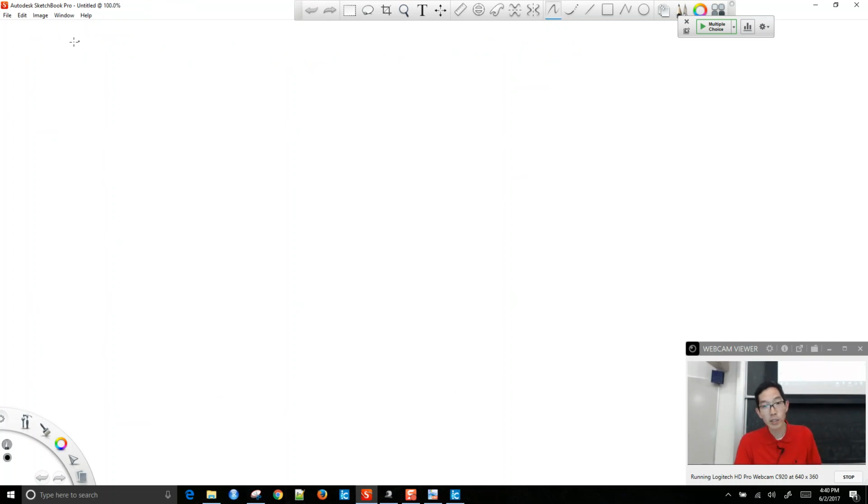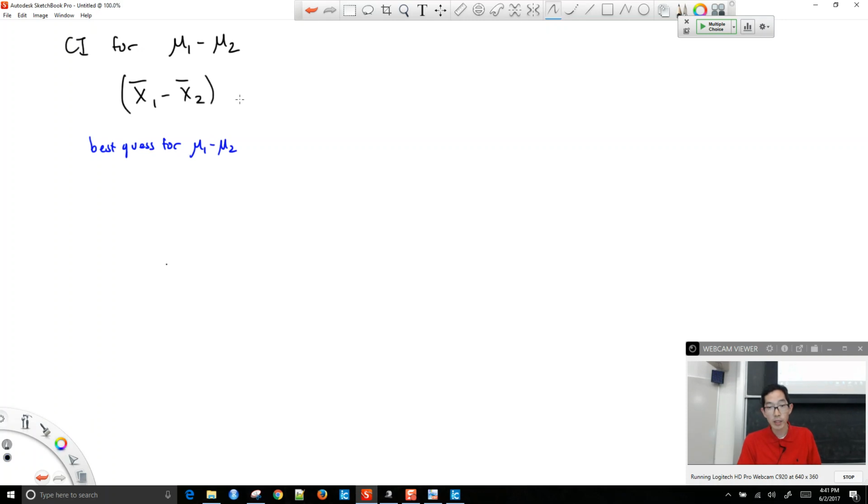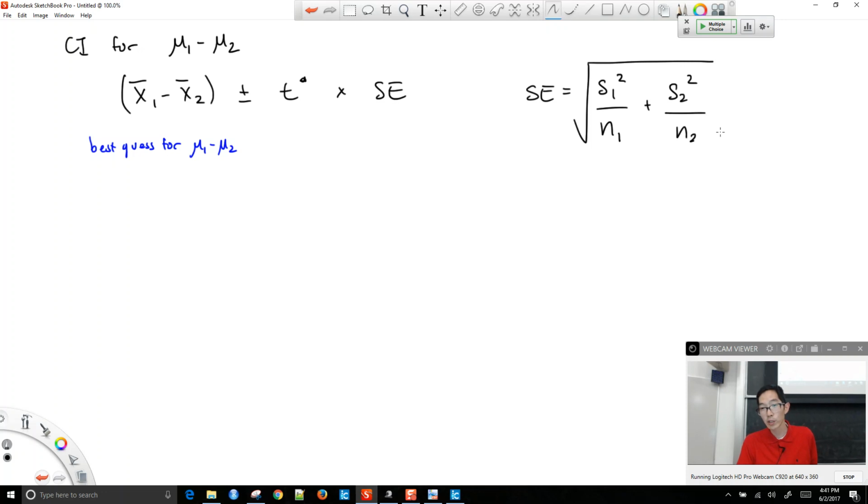And so we're making a confidence interval for the quantity mu1 minus mu2. When we do that, we put x bar 1 minus x bar 2 in the middle. This is the best guess that we have for the quantity mu1 minus mu2. And then we go plus or minus t star times the standard error. Same as before. The standard error just has a slightly crazy formula. It's not too bad: s1 squared over n1 plus s2 squared over n2.